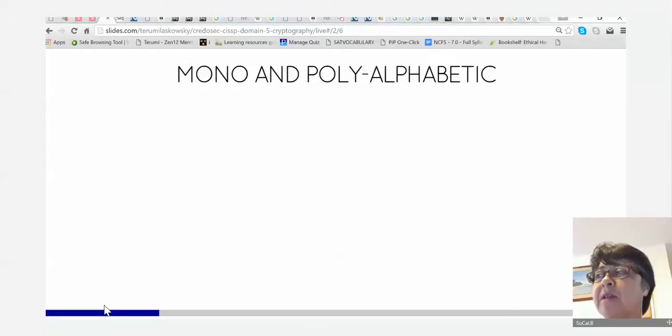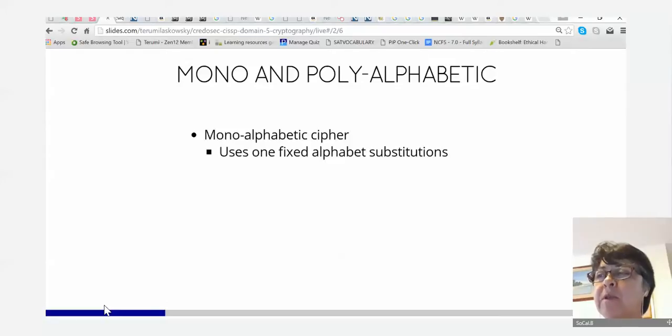Mono and polyalphabetic ciphers. So a monoalphabetic cipher uses one fixed alphabet substitution. So that is the initial substitution cipher, ROT13, okay, ROT13. That's an example of a monoalphabetic cipher.